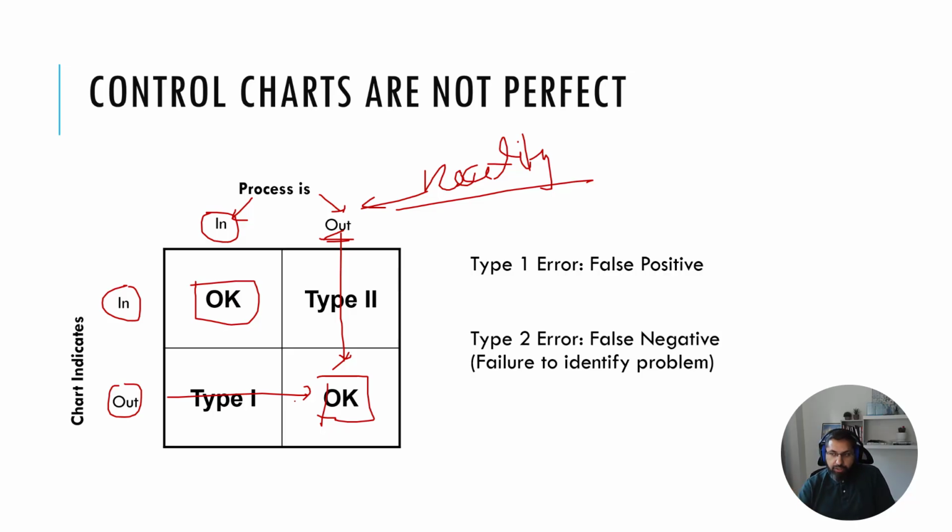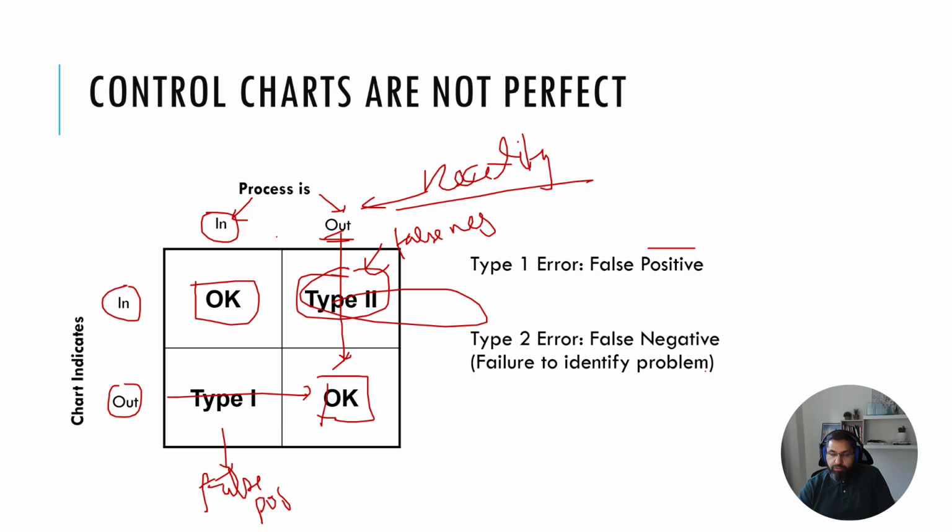It's matching the reality. But if the control chart says out of control and it's actually in control, that's a false positive, a type 1 error. Or the control chart says we're in control, but reality is we're out of control, that's a false negative. The control chart said negative, no problem, but there is a problem. False negative, that's a type 2 error.